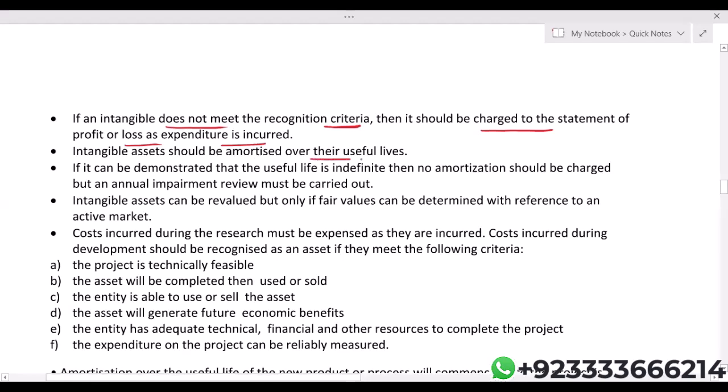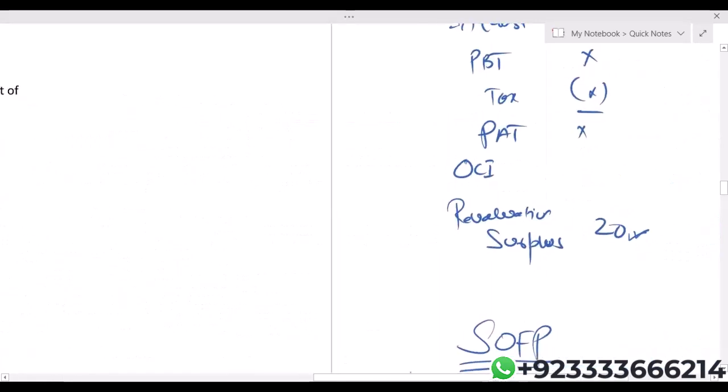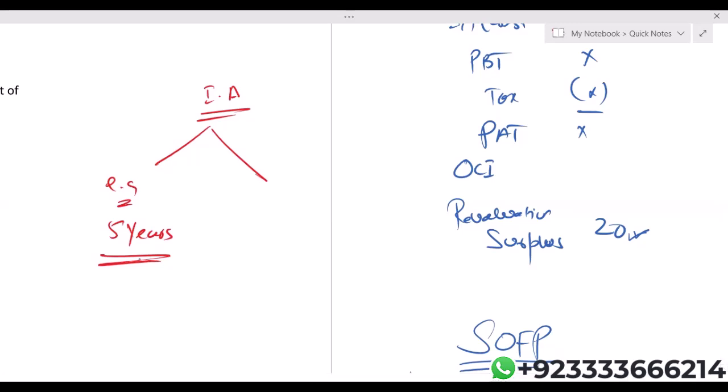Intangible assets should be amortized over their useful life. Now listen. If an intangible asset has a specific, definite life, for example 4 years, 3 years, 6 years, let's say the useful life is 5 years. If the useful life is 5 years, then I am going to amortize the intangible asset over 5 years.